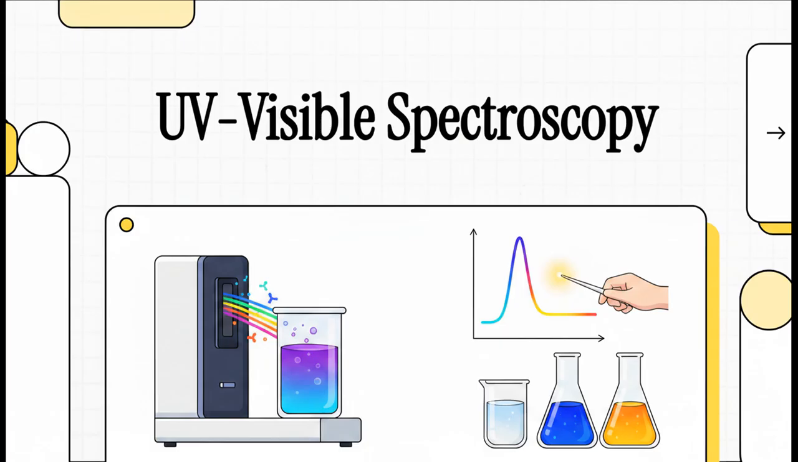Have you ever wondered how scientists figure out the exact concentration of a sample just by shining a light through it? Or, why certain chemicals just pop with these brilliant, vibrant colors while others are completely transparent? Well, you're in the right place. Let's get started with this complete explainer.